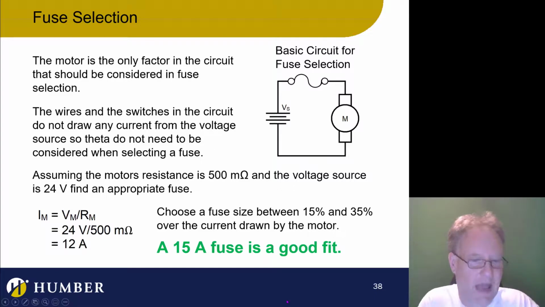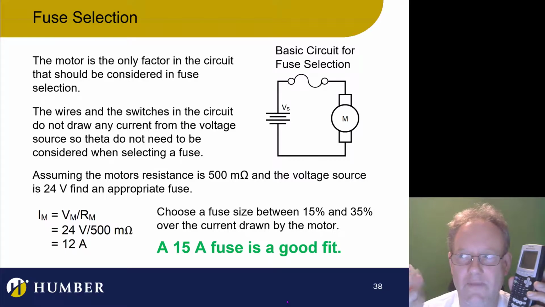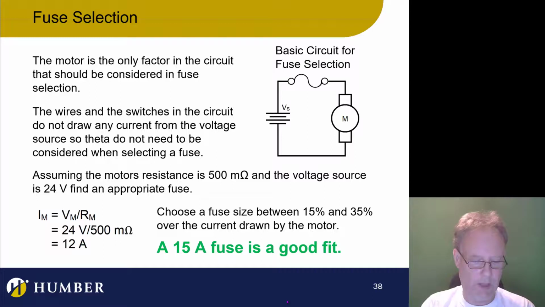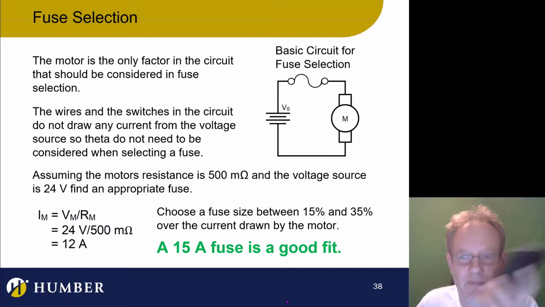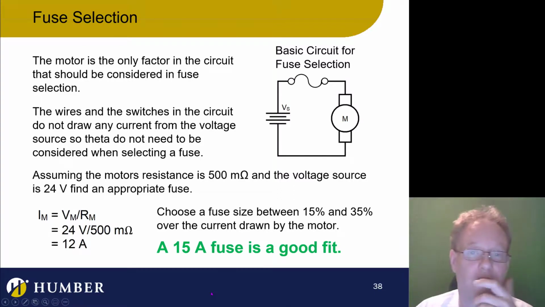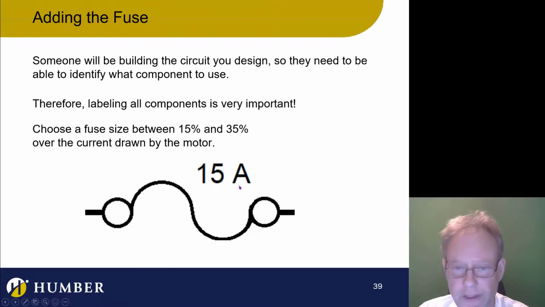So that's a 15 amp fuse. If I just do the math, 12 times 1.35 is 16.2. So if I actually had a 16.2 amp fuse, I could use that. If I had a 17 amp fuse, I wouldn't use it. A 15 amp fuse is perfect. It works really well because 12 times 1.15, which is 15% over, is 13.8. So a 15 amp fuse is right in the middle, between 15% over and 35% over. So choose a 15 amp fuse, label your fuse, and then you're good.